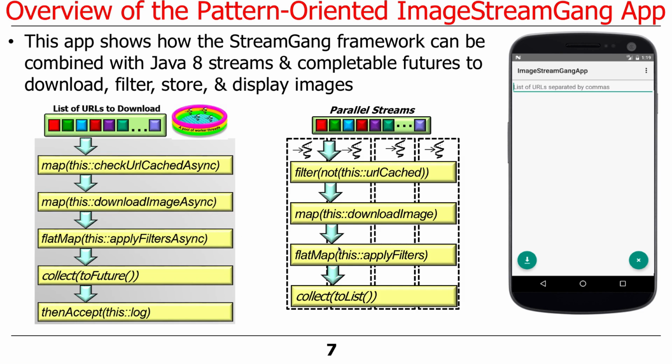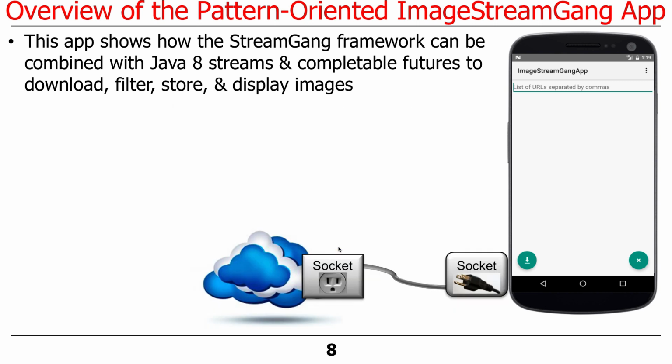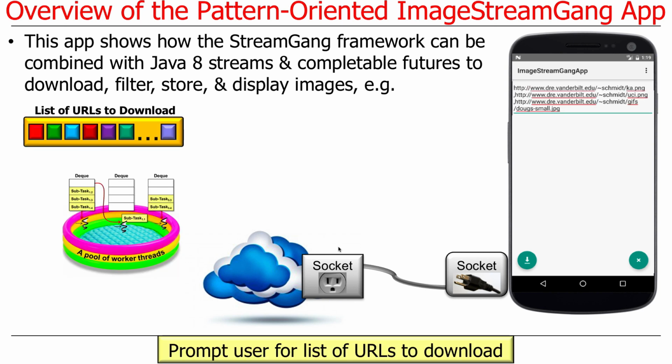What it does is it uses this StreamGang framework, which is the same one we just used with the SearchStreamGang, except it configures it now to work with streams, parallel streams, and completable futures to download, filter, store, and display images. Here's basically what you can do. It'll do this over a network, so you can have a bunch of servers out there doing whatever they do. It doesn't really matter. It just uses the Java networking code to do this using Java sockets way under the hood. And you give a bunch of links to various images that you want to have downloaded.